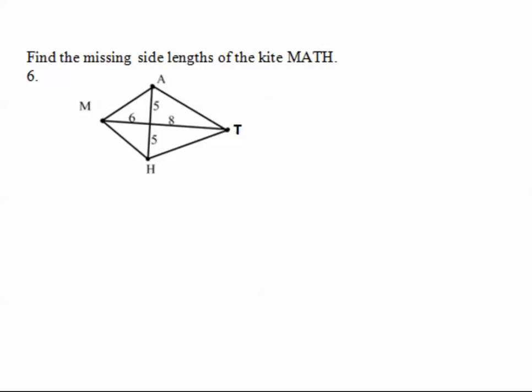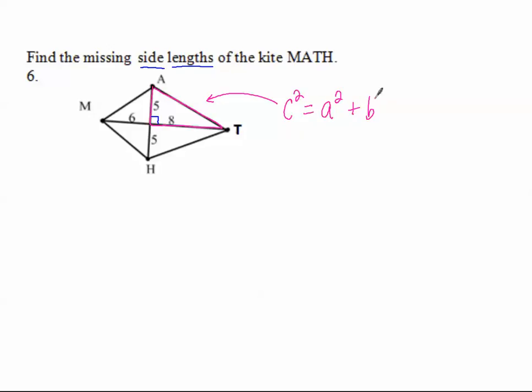Find the missing side lengths of the kite, MATH. Well, what do they show in the picture? They showed diagonals, and because it's a kite, we know that the diagonals are supposed to be perpendicular. So let's put that right angle in there right away. Now, if there's a right angle in there, notice that this is a triangle. What kind of triangle is that? A right triangle. So knowing that it's a right triangle where we know two sides of it, we can find the missing side using Pythagorean theorem.